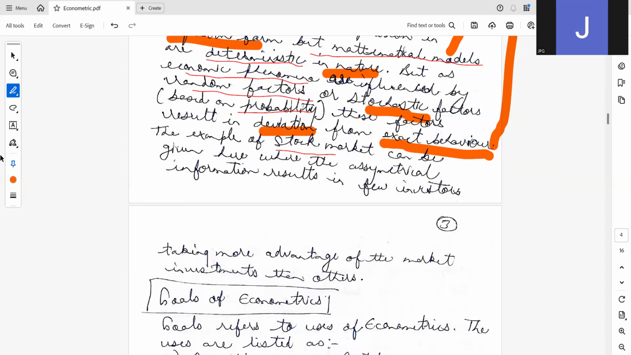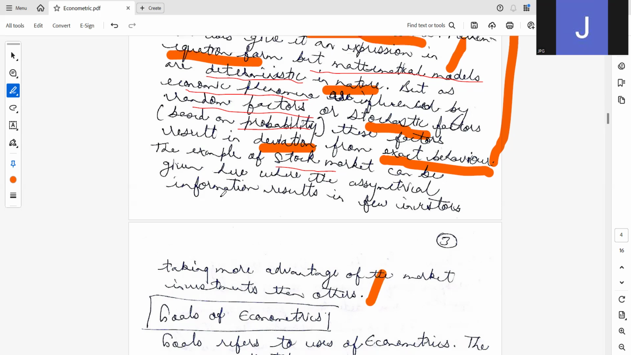So it's like talking about the stock market. If we have a look at the stock market, you see that everyone doesn't behave in the same way. The prices of the shares are the same for everyone, fine. So if it is going for 10 rupees, it is there for 10 rupees for you also. At the same time, both of us are there, you are also seeing it for 10, I am also seeing it for 10, fine. But you may purchase it for 10, but I may not, I may put it on hold. The example of the stock market can be given here where the asymmetrical information results in few investors taking more advantage of the market investment than others.